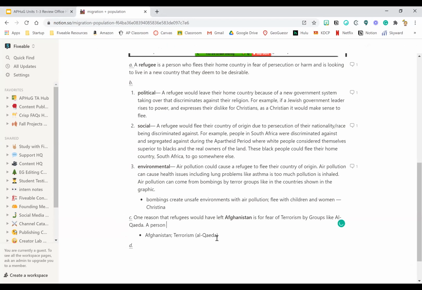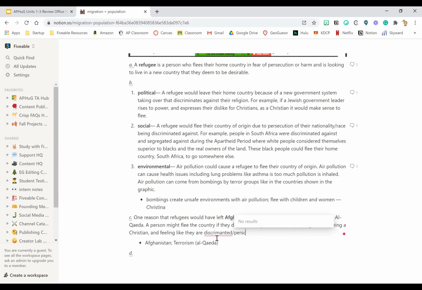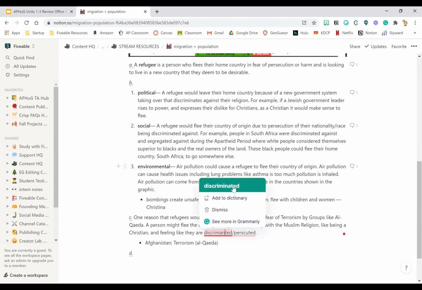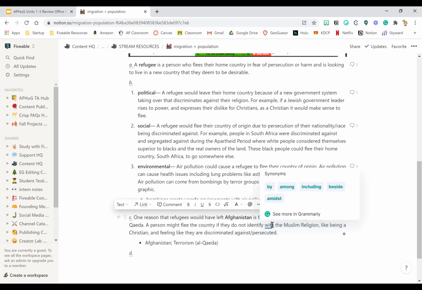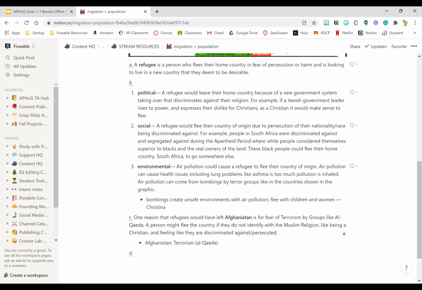A person might flee the country if they do not identify with the Muslim religion, like being a Christian, and feeling like they are discriminated and persecuted. And Grammarly does not like that I do not spell words correctly. So that's why we have this. So they're being discriminated, persecuted against.